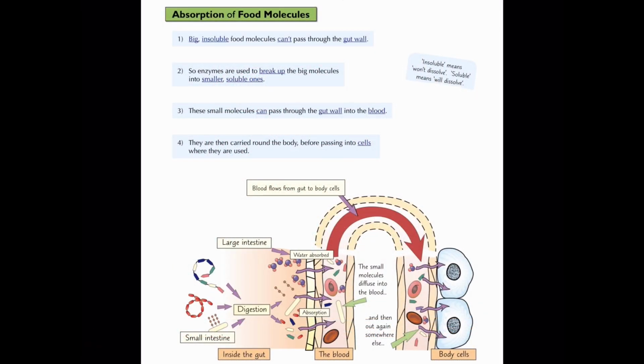Happening near the gut wall, and you can see here how the nutrients are being taken into the bloodstream, the various nutrients that are being taken into the bloodstream, and you can see the location of each particular organ, from the small intestine to the large intestine, from inside the gut to the bloodstream, and then to the body cells. So you can add to your notes by just making a note of how the nutrients are passing.